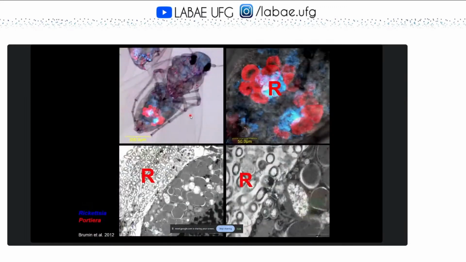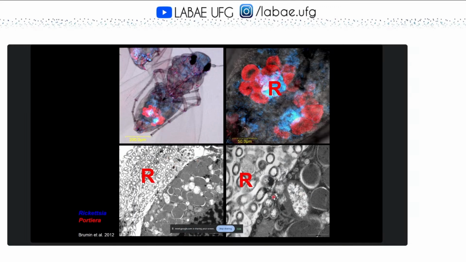This is a whitefly infected with Rickettsia, and you can see all those bacteriosomes in red with the Portiera, and you can see Rickettsia in blue. You can see how Rickettsia cells are really concentrating around the bacteriosome and trying to somehow maybe enter the bacteriosome. We don't know. But we can see the same thing here.